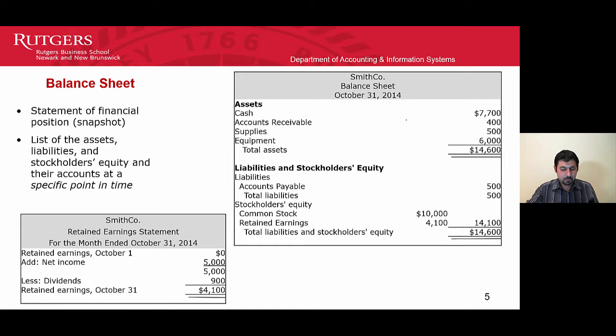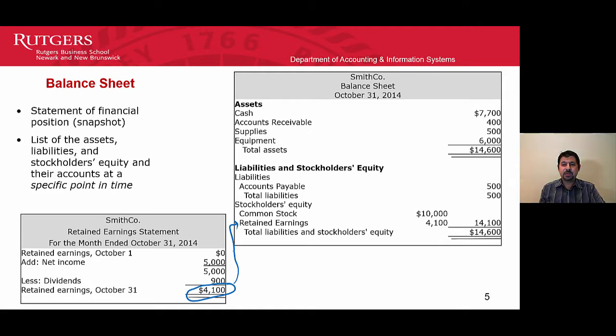Now, after that, we get to the balance sheet. So the number here, the retained earnings ending balance, we can use it in order to prepare the stockholders' equity section in the balance sheet. So the balance sheet is also called the statement of financial position, and it's like a snapshot of the accounts, of the balances of these accounts at a specific point in time.